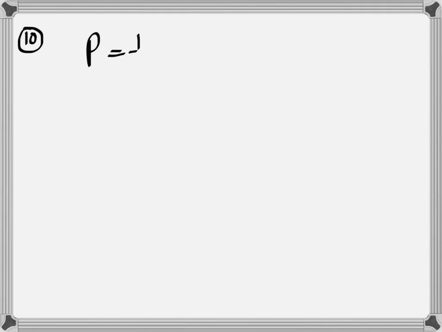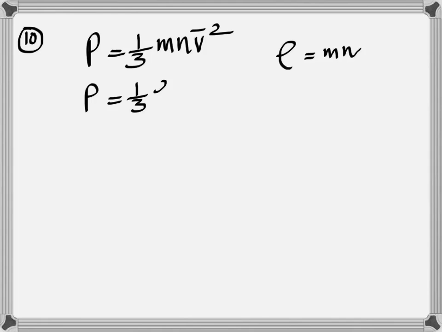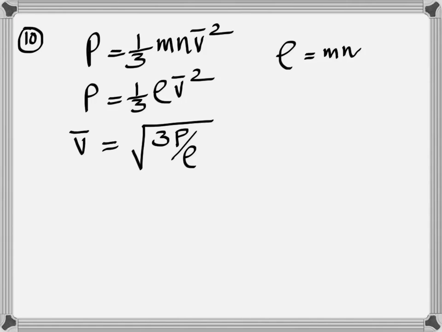10. Pressure, according to the kinetic theory, is 1 over 3 m n v bar squared. And density is m times n. Because n here is the number of molecules in 1 meter cube. And m is the mass of one molecule. So when you multiply them, you get the density because it's the total mass in 1 meter cube.